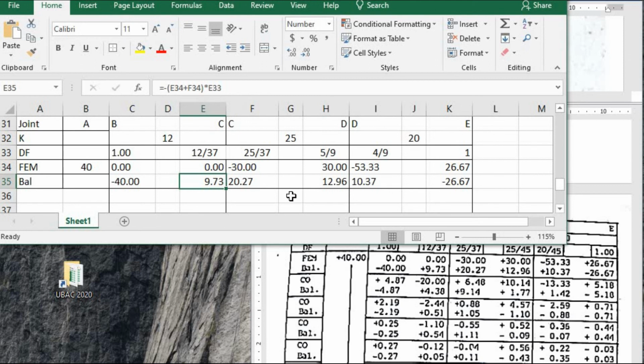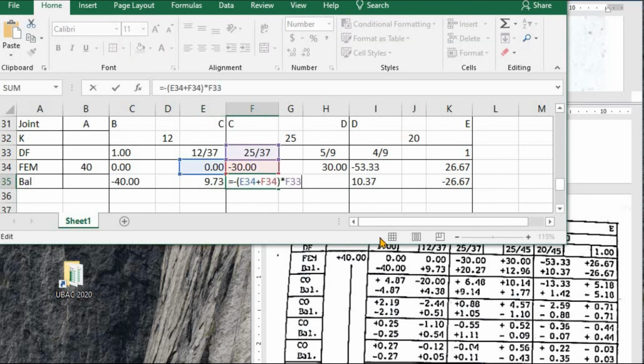So to do that, you press F2, then click before the letter E. That is the distribution factor, no? You press F4. Then here, you press F2 again, click before F, and then you press F4 to make it a dollar sign. The dollar sign means it will be fixed here in column F, and it will also be fixed in row 33. When you copy-paste it, it stays there. Okay, so you now press enter.